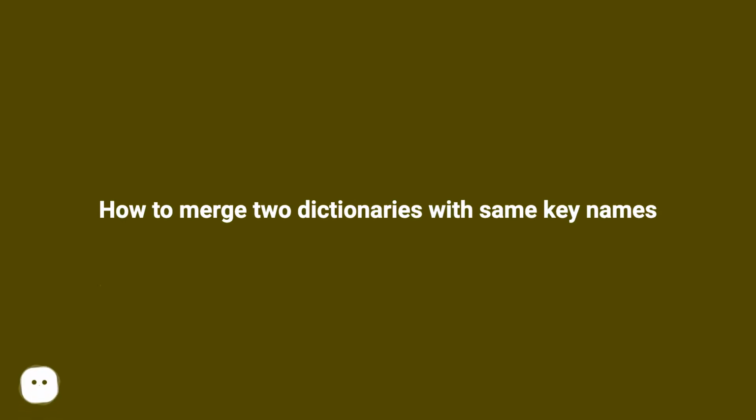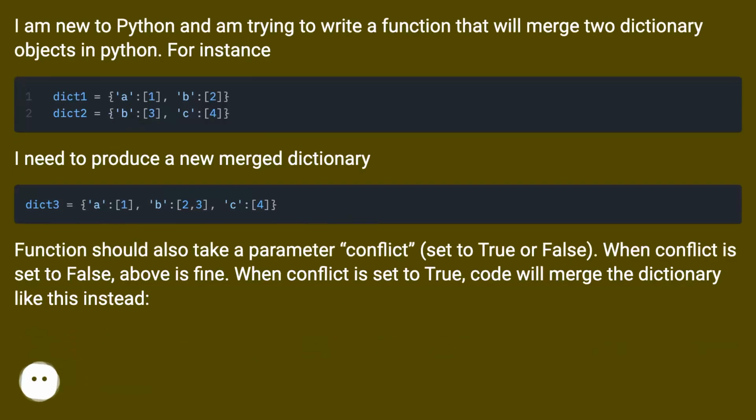How to merge two dictionaries with same key names. I am new to Python and I'm trying to write a function that will merge two dictionary objects in Python. For instance, I need to produce a new merged dictionary.